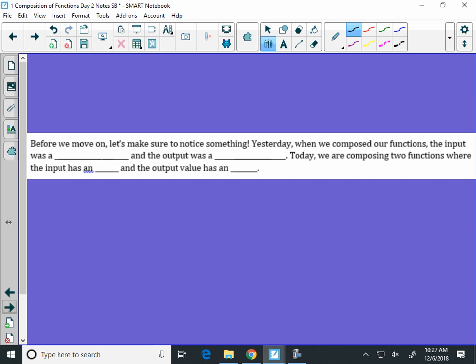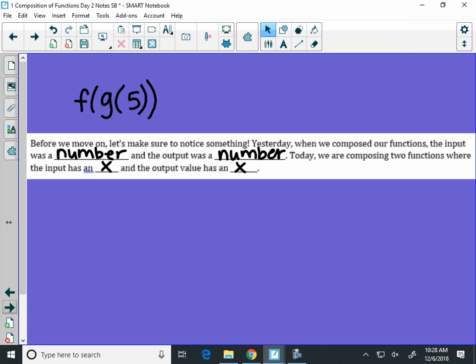Now let's solidify some things here. Before we move on, let's make sure to notice something. Yesterday when we composed our function, the input was a number. Right? So yesterday we found things like f of g of 5. And we got an output that was also a number. Okay? So we put a number in, we got a number out. Today we're composing two functions where the input has an x and the output value also has an x. So you're going to always have an x in your answer. Let's try a couple more examples here.